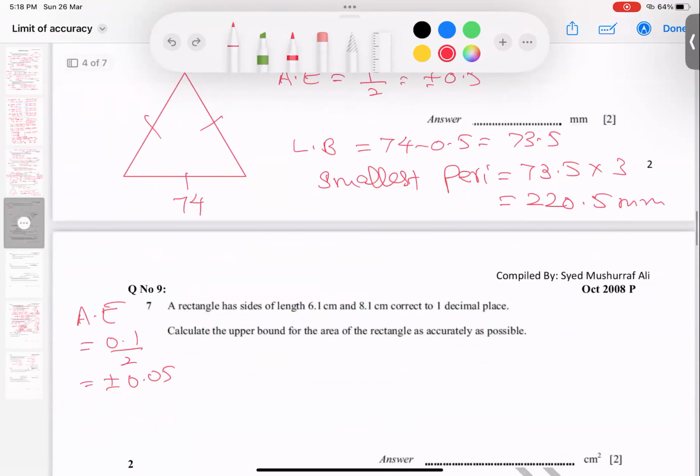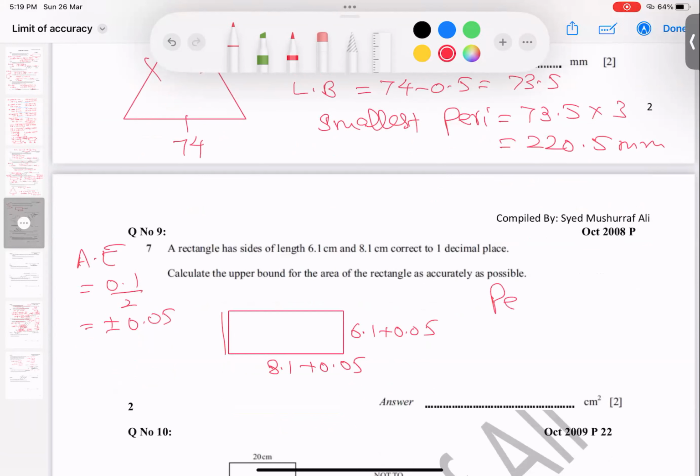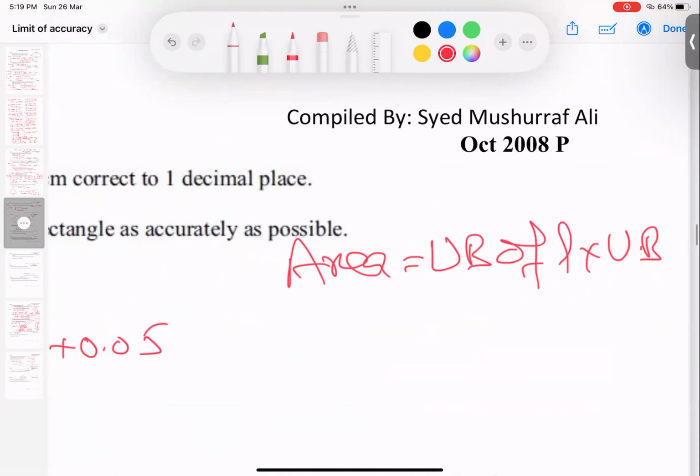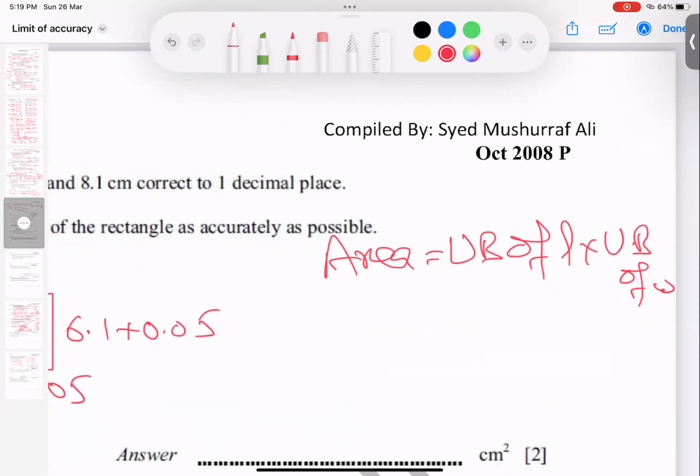So I think it is very easy. You know it very well. This is the length of the rectangle. So this is 8.1 plus 0.05, and 6.1 plus 0.05. Why? Because it is a very clear upper bound. And you know the perimeter formula is very clear. Sorry, area formula, he's asking area. So area formula, how to find it? Upper bound of length into upper bound of width. So I'm going to find it now.